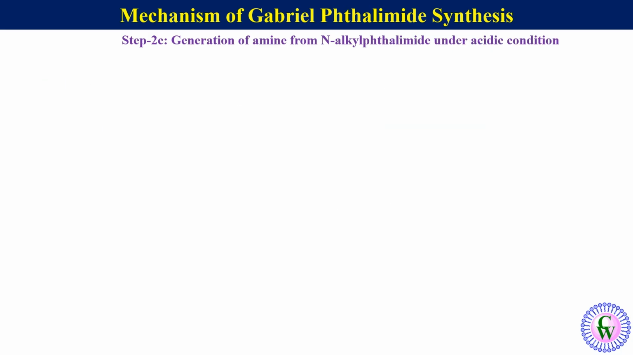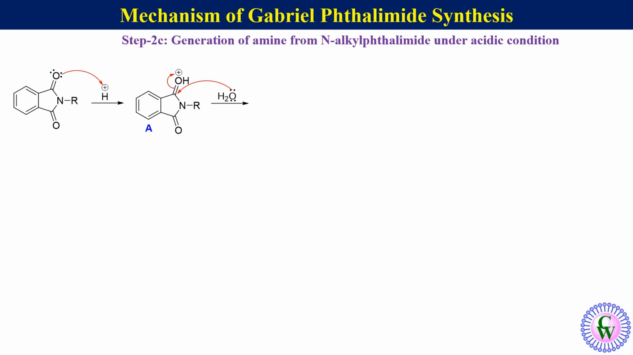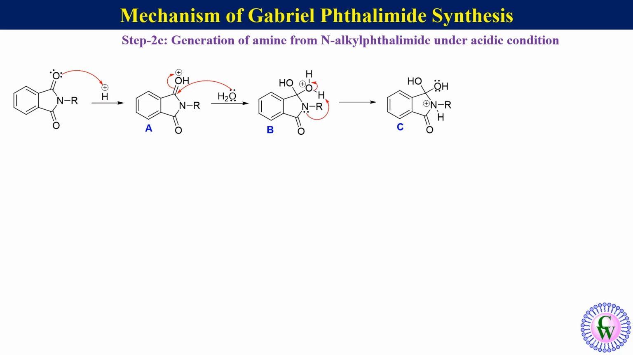Mechanism for the generation of amine from N-alkyl phthalimide under acidic condition. N-alkyl phthalimide under acidic condition gets protonated like this to produce species A with activated carbonyl carbon. Water then adds to the activated carbonyl to produce species B. Proton transfer from oxygen to nitrogen gives species C. Ring opening like this gives species D.